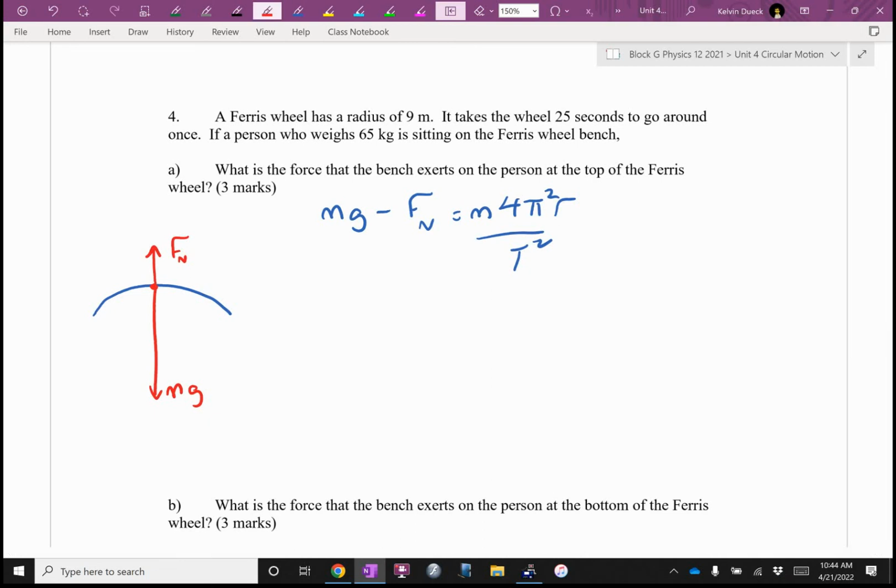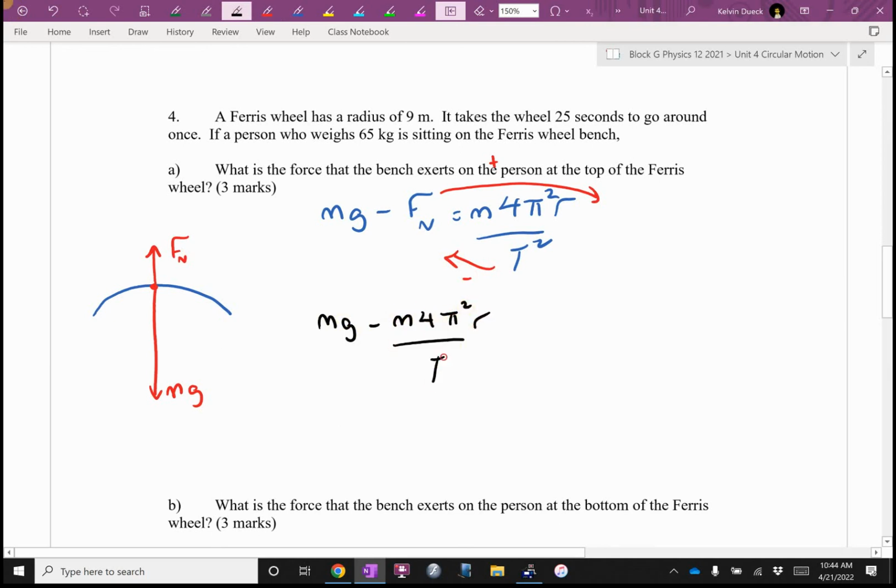Yeah, swappy dance, I think. I don't think I'm going to add the mg over. What's right in front of the normal force I don't like? I'm doing swappy dance, my friend. I'm going to plus that there, and I'm going to minus that there. The mg is going to stay where it was, kathunk. But then I'm going to have minus m 4 pi squared r over T squared. And if you don't mind, I'm going to put the normal force equals on that side because that's where I like it. And now it's time to plug in the numbers.